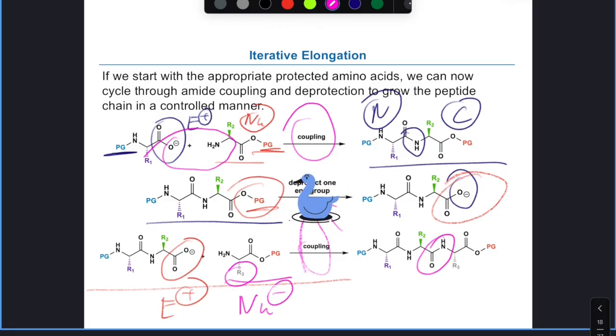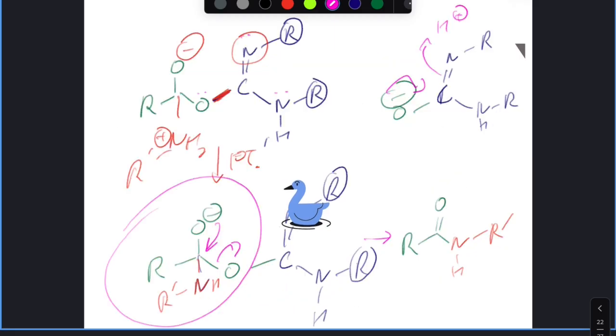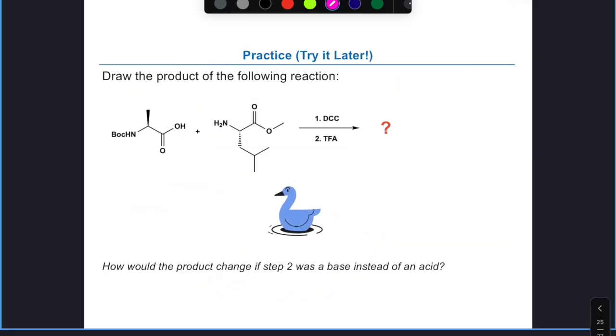So this is going to be your practice try-it-now question. Draw this mechanism. How does this work? And what would happen if you change the acid-base components in this sort of system? With that, you guys made it. This is the final part.